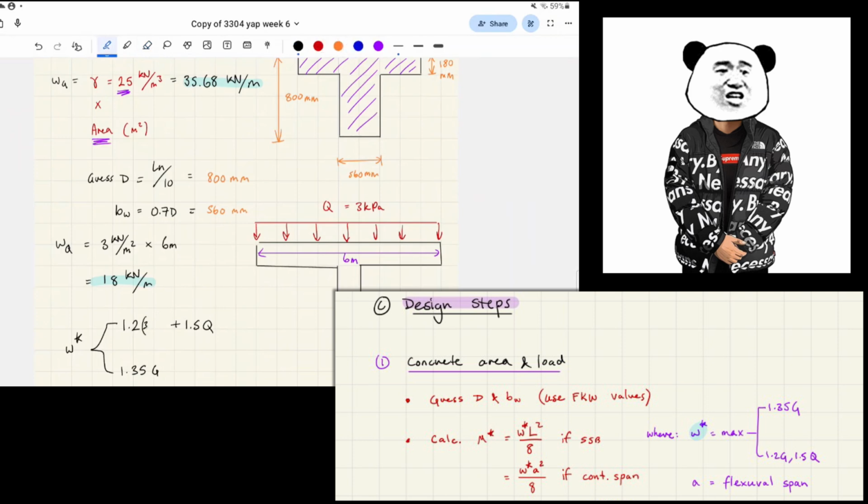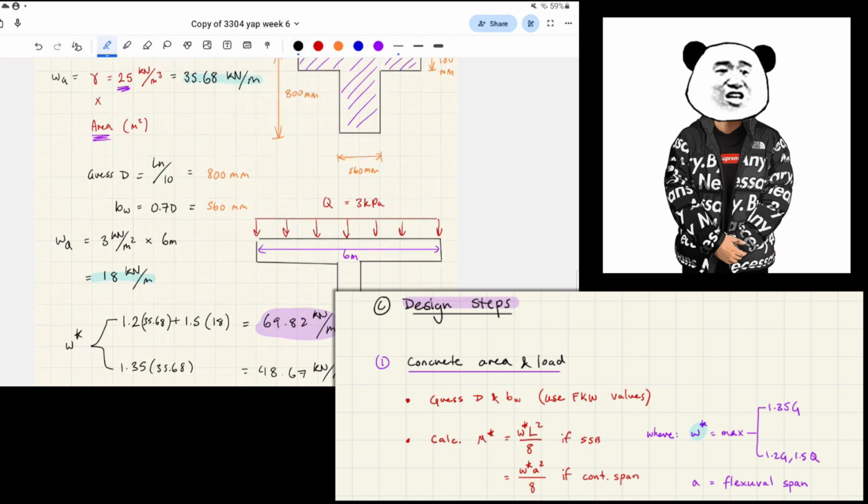So G was 35.68. This was 18. And the top number, even just looking at these numbers before you calculate them, is obviously the bigger one, right? And we're taking the worst case loading scenario, right? So we're going to continue with the top one. So that's what our W star is.